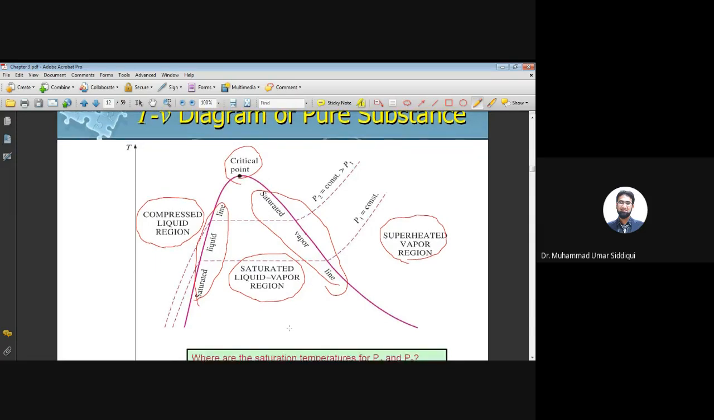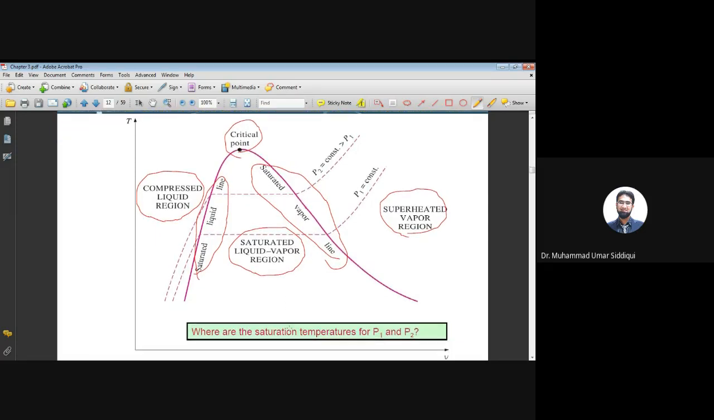So this is basically the TV diagram. And you'll have different pressure lines here. We call these constant pressure lines, because the pressure remains constant throughout these phases as the temperature and specific volume are changing.